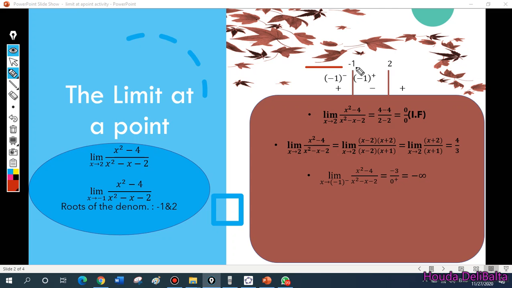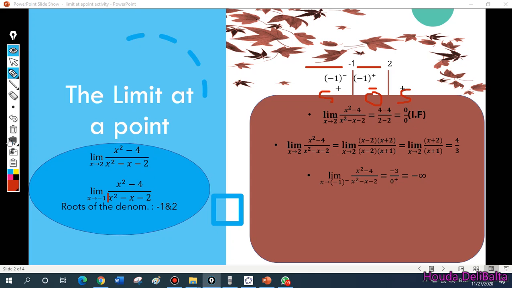If we have a number line here, and here is minus 1, minus 1 minus means approaching minus 1 from the left, and minus 1 plus means approaching minus 1 from the right. So I use the sign table. Here are the roots, minus 1 and 2. And here we use the idea of same, opposite, same, based on the sign of a, which is 1, which is positive. So the same sign of a between the roots, the opposite sign of a, which is minus, and here the same sign of a, which is plus.